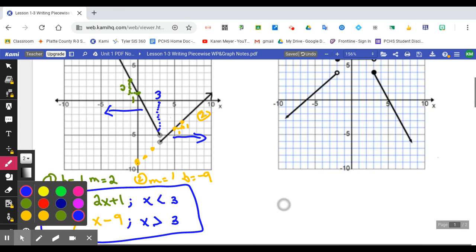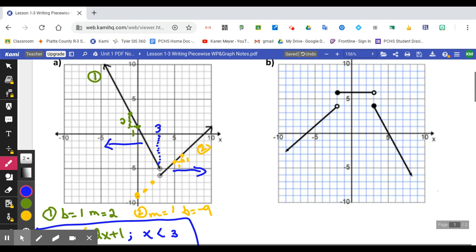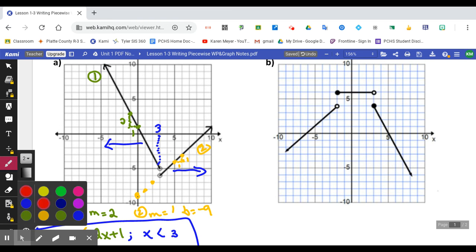So let's go to the next one. This one has 3 pieces. So I'm going to start with the line farthest to the left as my first piece. Horizontal line as my second piece. And the line farthest to the right as my third piece.